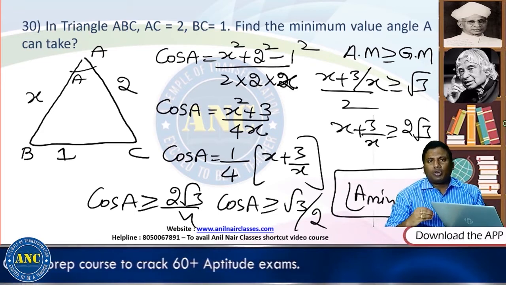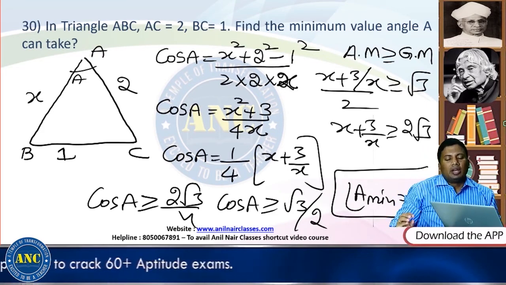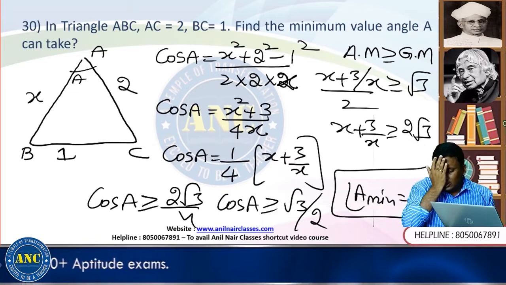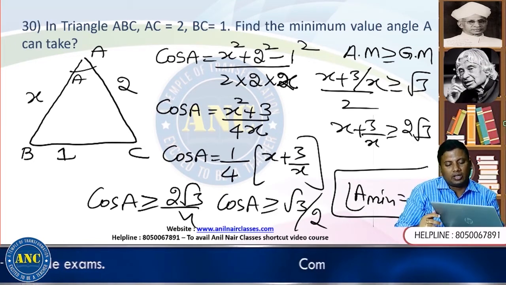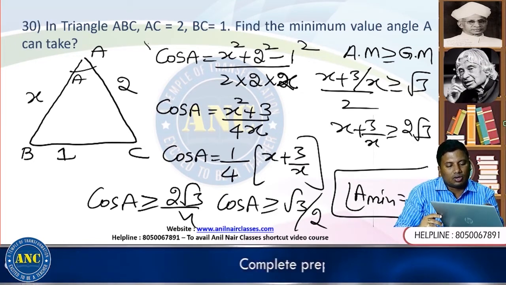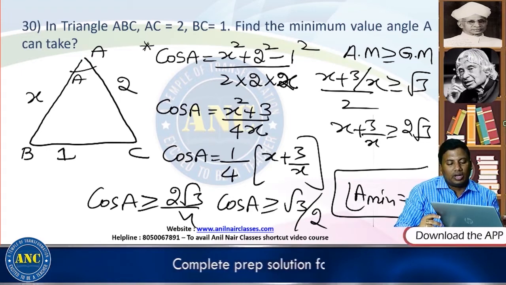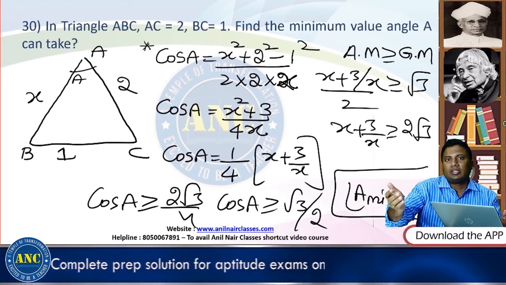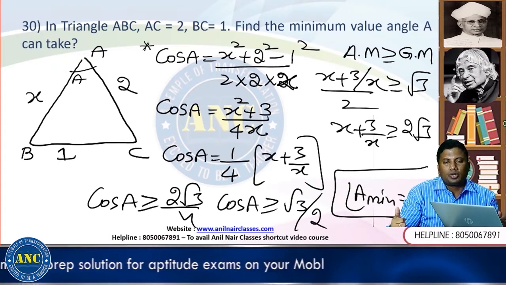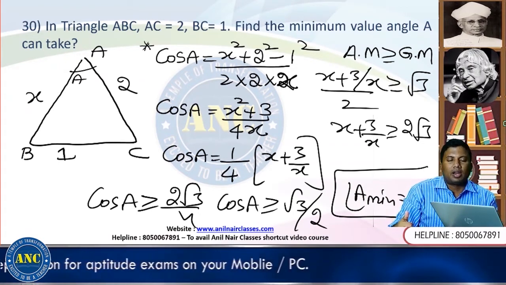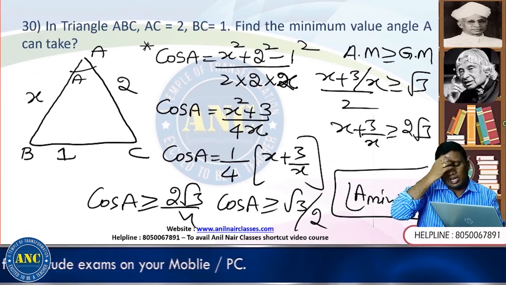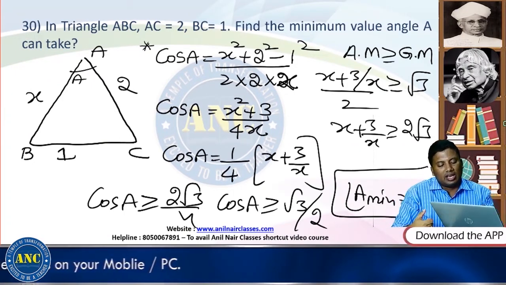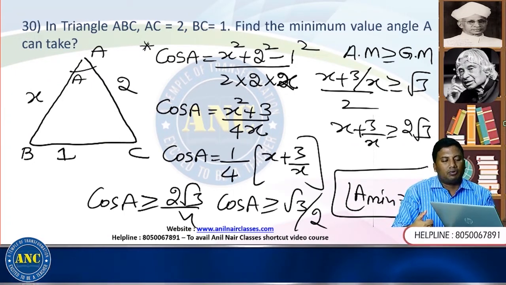Another beautiful question. By using the cosine rule, you can find the answer very fast. x square plus 2 square. I think this cosine rule is something which you know already. Cos theta is the sum of the squares of the sides minus the square of the side opposite to it, divided by 2 into the product of the sides where the angle is formed. Cos A is x square plus 3 by 4x.